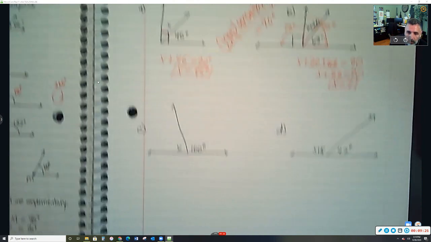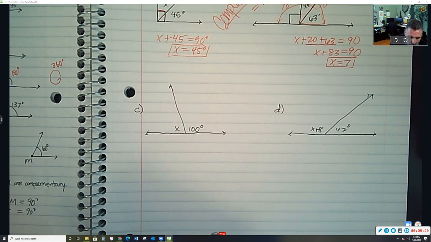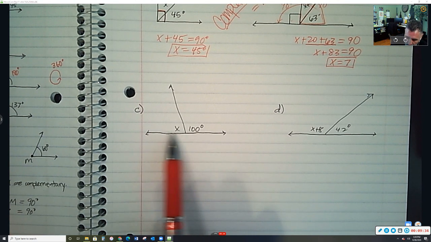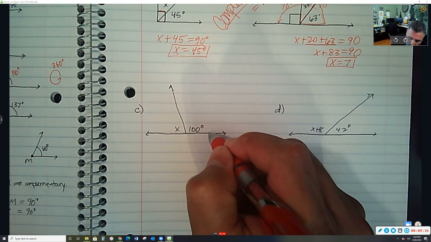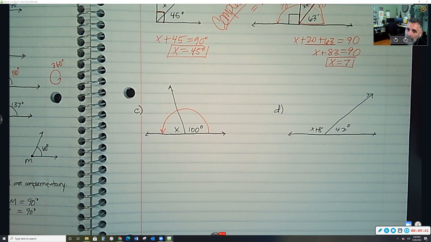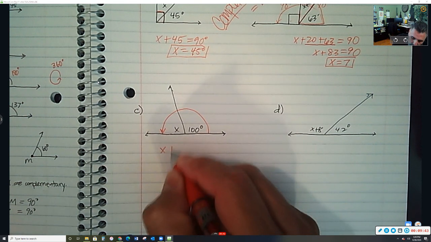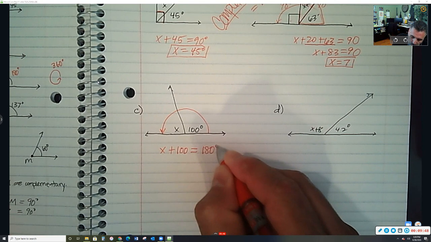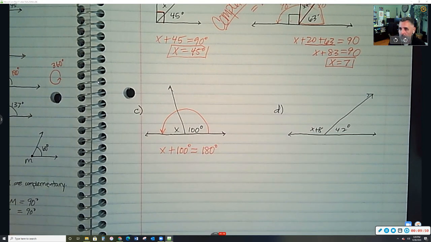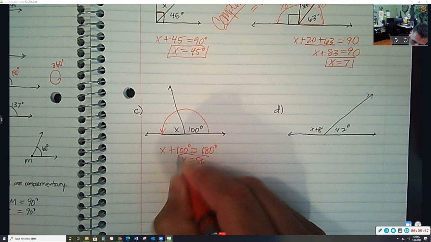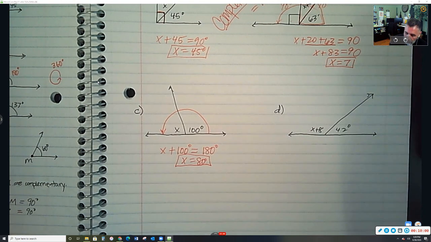And then if you look at C and D, they are the straight angles. It's a straight angle. It's a half rotation from here to here. Because it's a half rotation, I know x and 100, once they're added together, equal 180 degrees. Okay? Subtract 100 from both sides. That means x equals 80 degrees.